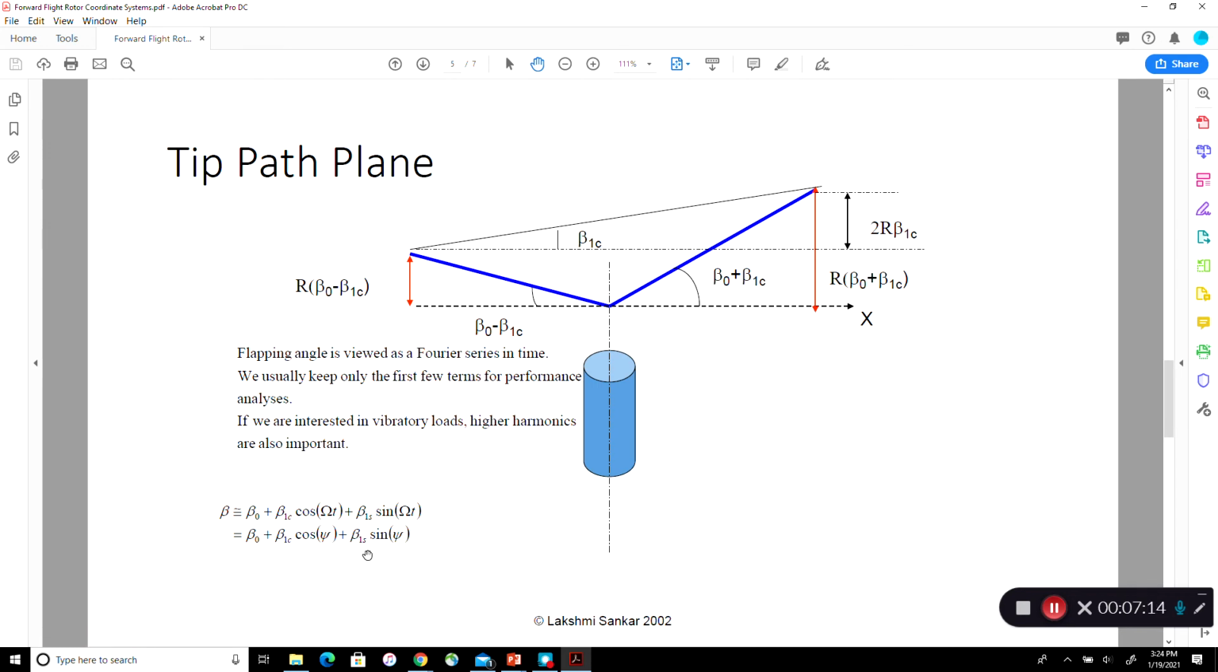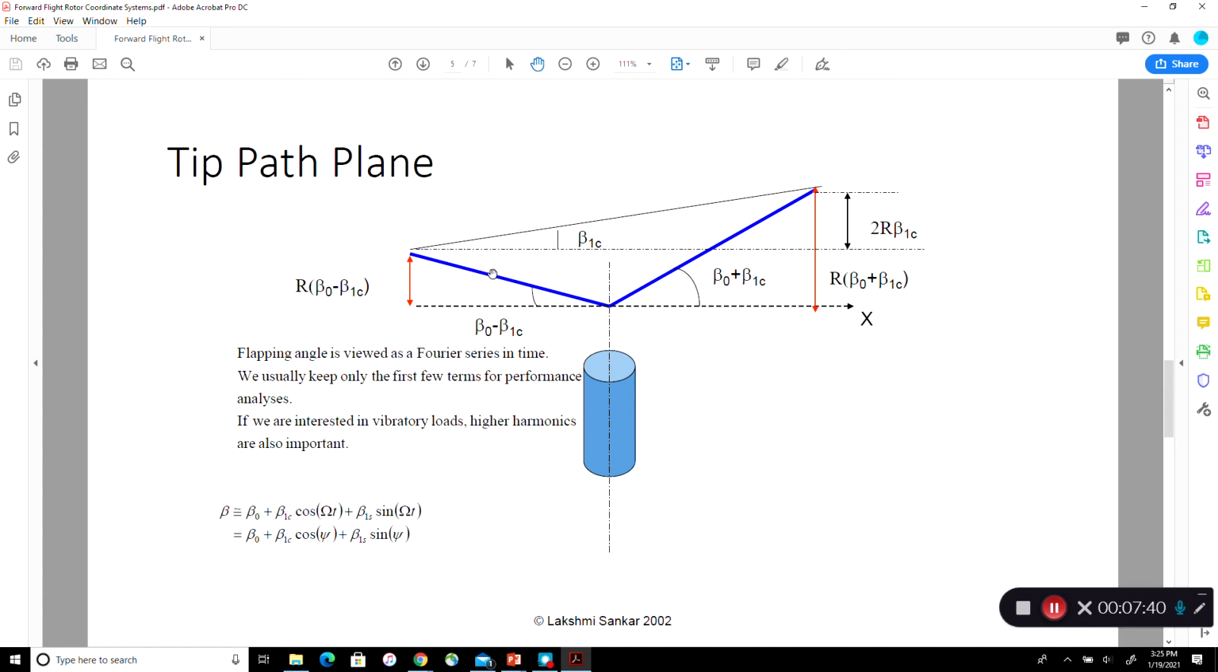In reality, the blade may undergo second harmonics, third harmonics, even higher harmonics. There may be sine of 2 omega t, sine of 3 omega t, or cosine of 2 psi, sine of 2 psi, cosine of 3 psi, and so forth. But we are simplifying it for the tip path plane. For performance calculations, first harmonics are the only ones that we keep.